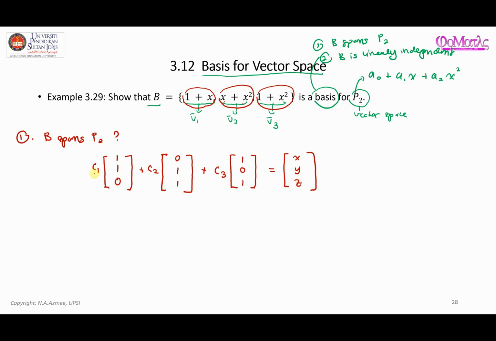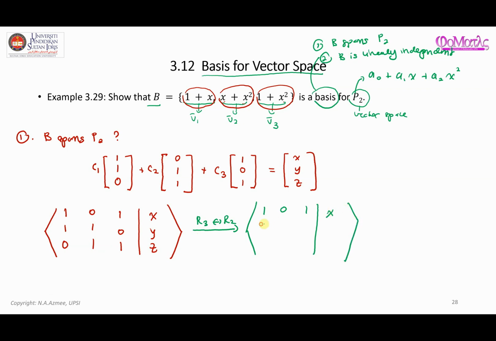Remember, our objective is to find the values for C1, C2, and C3. In order to do that, we turn the whole thing into an augmented matrix, combining all the values. Here we have 1, 1, 0, 0, 1, 1, 1, 0, 1, and here are x, y, and z. The next reasonable step is to switch row 3 and row 2, and we have the following result: 0, 1, 1, z, and 1, 1, 0, y.